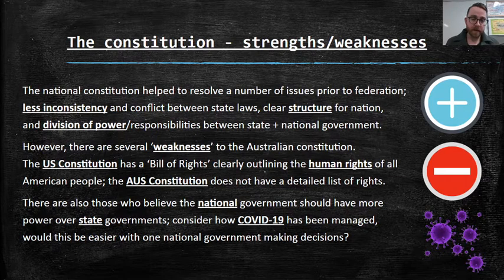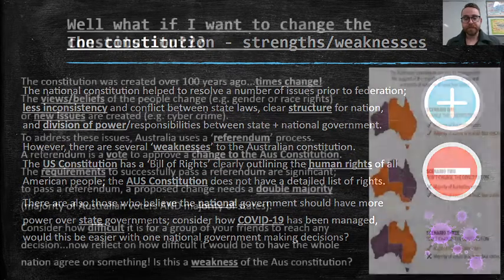So consider how it would be easier to make big decisions like that with just one national government making decisions. In America, there are 50 states, 50 different state governments that can do whatever they want. Imagine being the president of America trying to get 50 different states to do the same thing. Difficult. So that's considered a potential weakness of the Constitution.